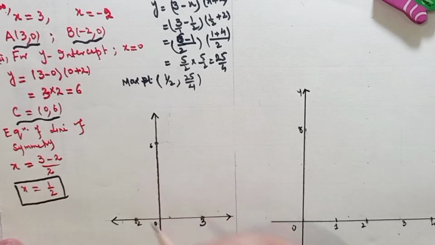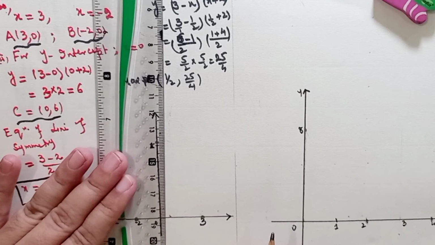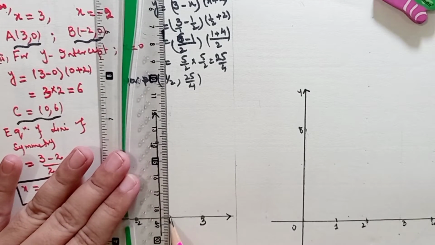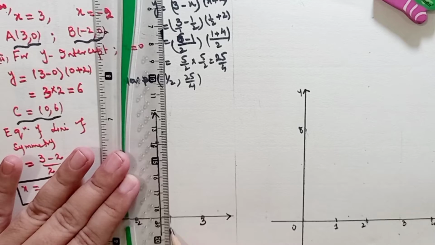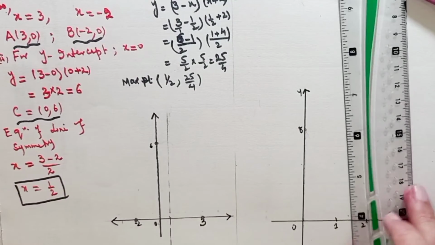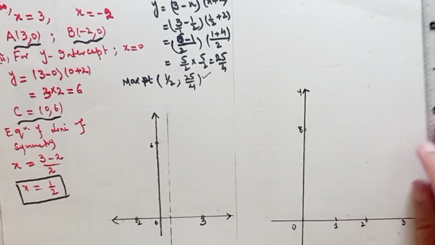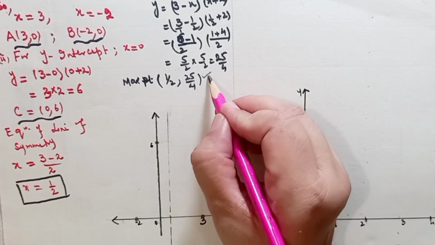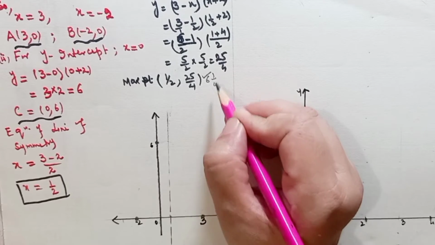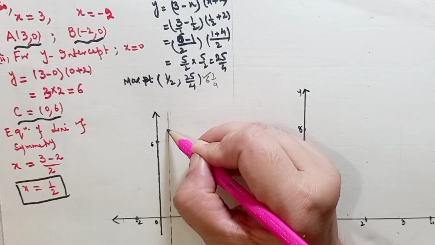coming at this place. And then I have to mark and draw the line of symmetry at x equals to 1 by 2, and then we have to mark the maximum point. 25 by 4 is 6 whole 1 by 4, or 6.25. 6.25 will be little up.